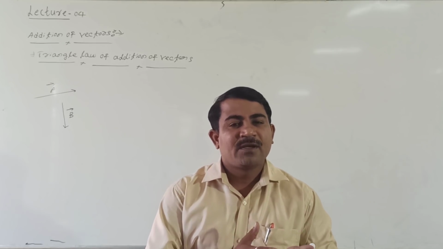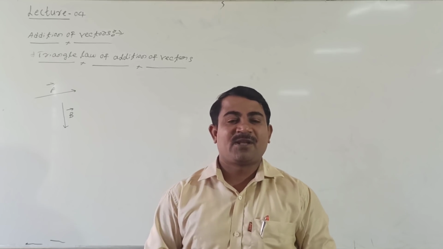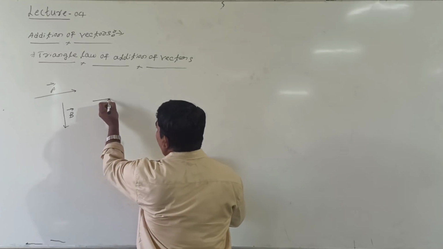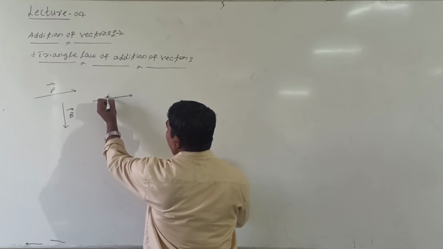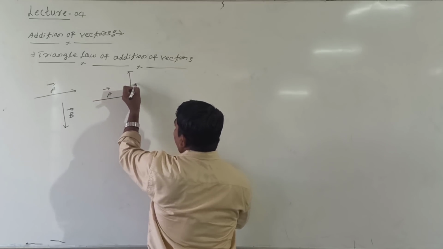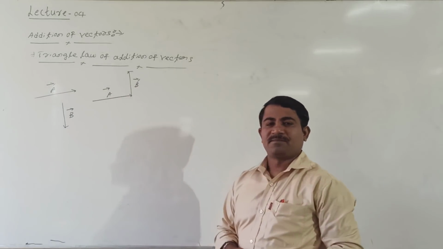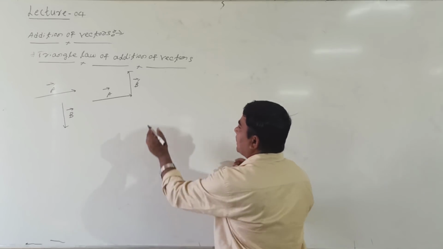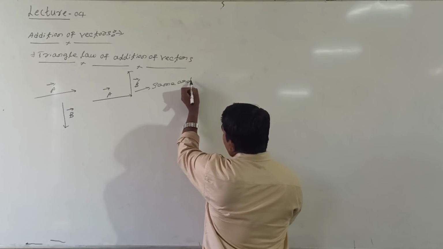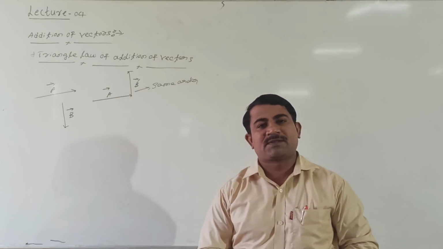Same order means if the head of one vector coincides with the tail of the other vector, then they are in same order. This is the same order. Simply, head coinciding with the tail. This we are calling same order.